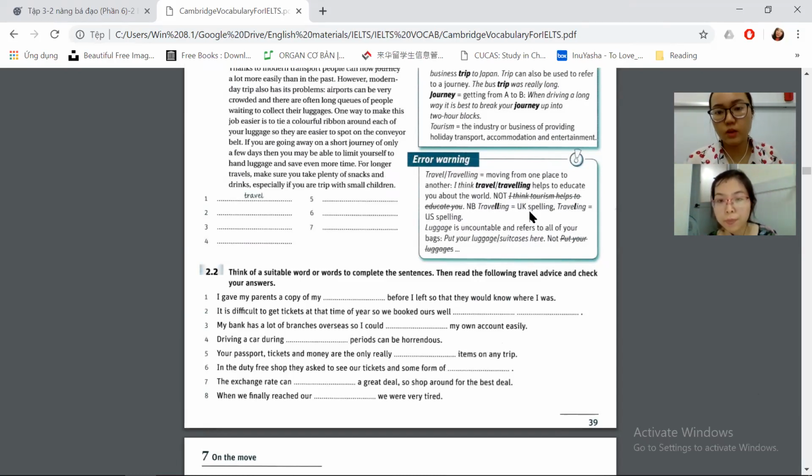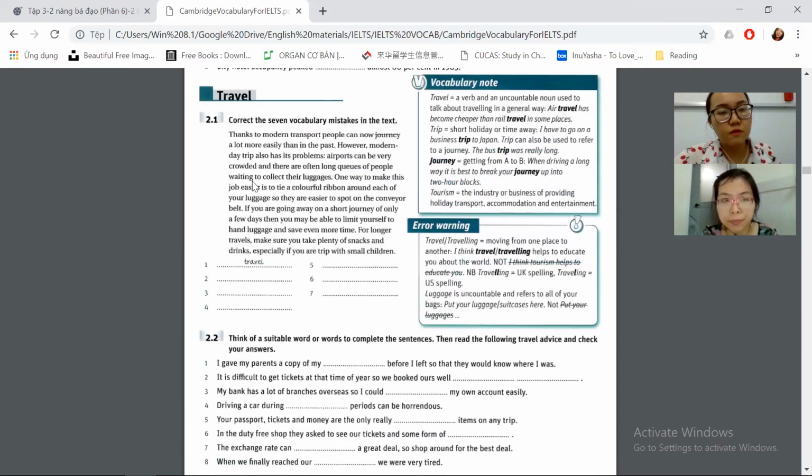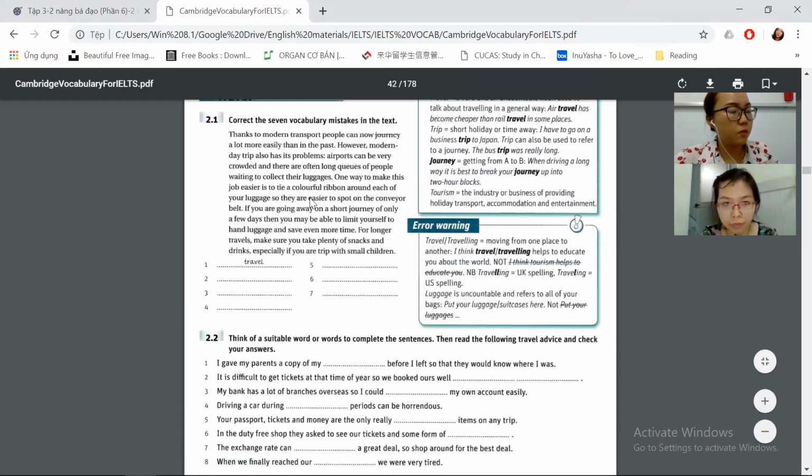If you choose UK or US, you have to follow one system only in your test. Then we have luggage. Remember, luggage is uncountable. Hành lý nói chung, any bags, any suitcase, that is your luggage. So you cannot say luggages. Suitcase with the S, because suitcase is countable. So now you can have some sense of how to correct the mistakes in 2.1.